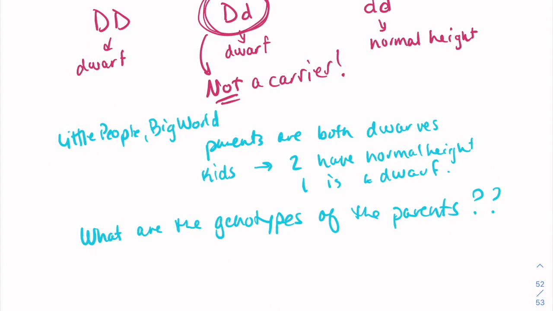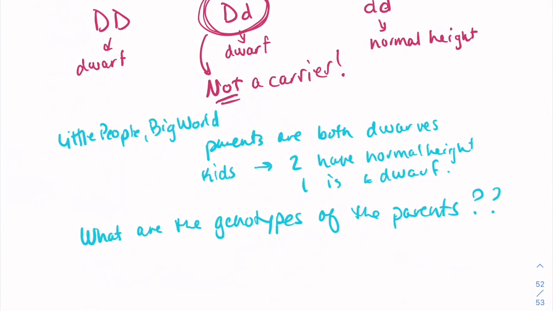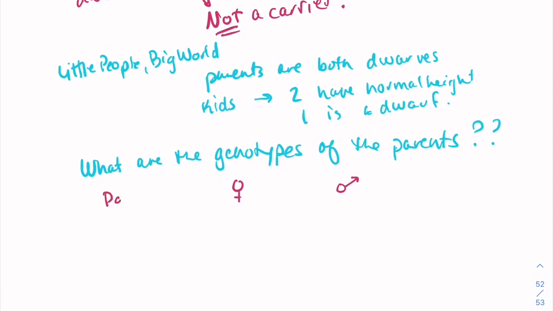What are their genotypes? Let's figure this out. Let's write each parent here. Let's put the mom here, universal symbol for female, universal symbol for male, the dad over here. So these are the parents. And we know that they are both dwarves. So they both have to have at least 1 dominant allele, don't they?